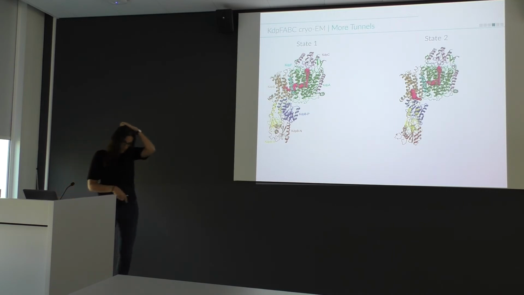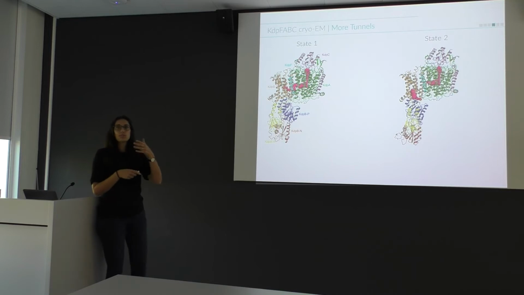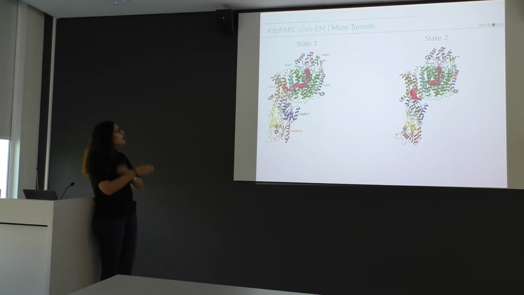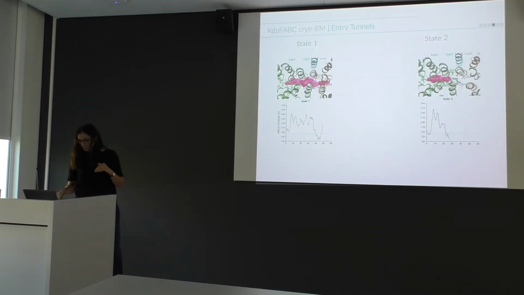So we then had a closer look into both structures. Again, more tunnels, so this becomes more and more intriguing. What we see in state 1 is a tunnel that goes from the extracellular side all the way through the selectivity filter and horizontally along this KDPA subunit down to the KDPB subunit. In state 2, we see a similar thing, but this extracellular tunnel is rather closed. Let's just focus first on the upper ones.